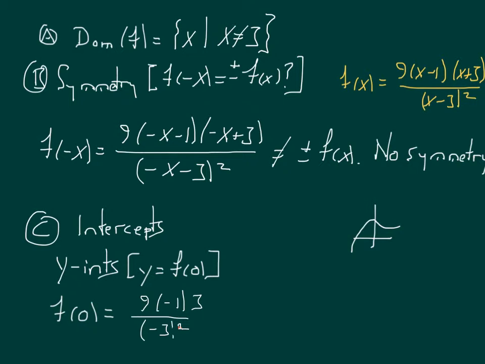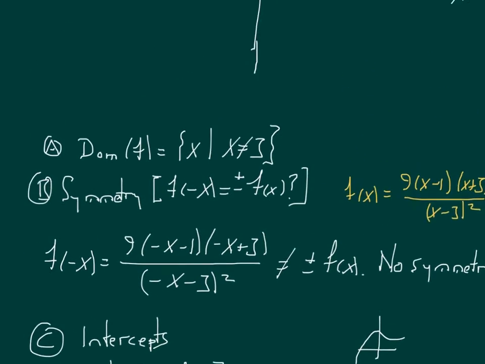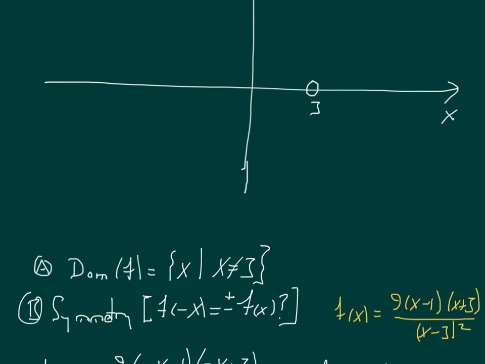Which is 9, canceling the 9s, we end up with minus 3. Okay, so our y-intercept is going to happen at minus 3. So let's put that on the graph right now. So we'll put that on our graph.